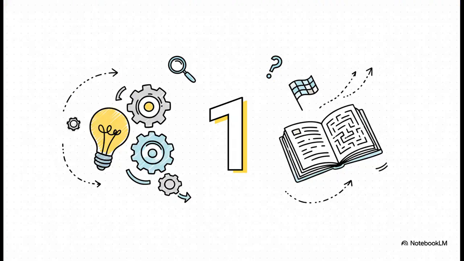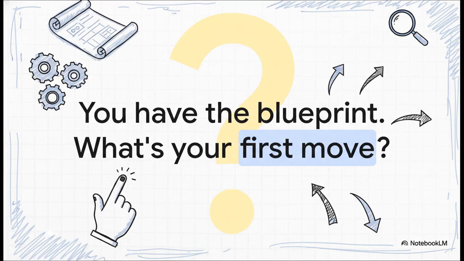When you boil it all down, success on this test comes down to one thing: having a smart, strategic approach. So there you have it. You have the blueprint. You have the strategies. You know how to master the reading and writing section. The only question left is, what's your first move?